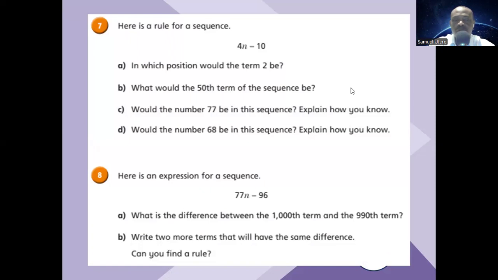Assuming you've paused the video, of course, you can take longer. You can work at your own pace. Here are the answers.